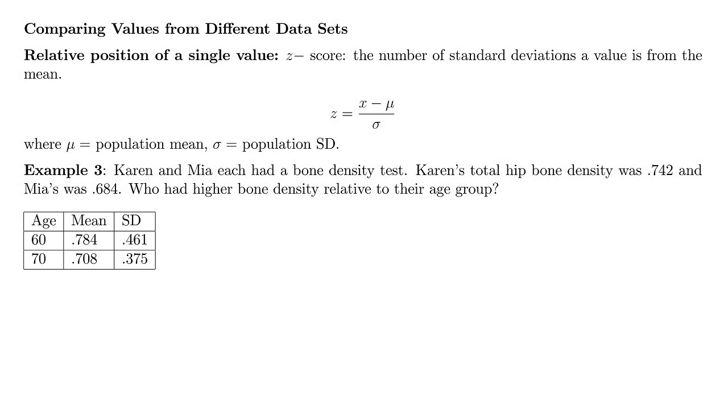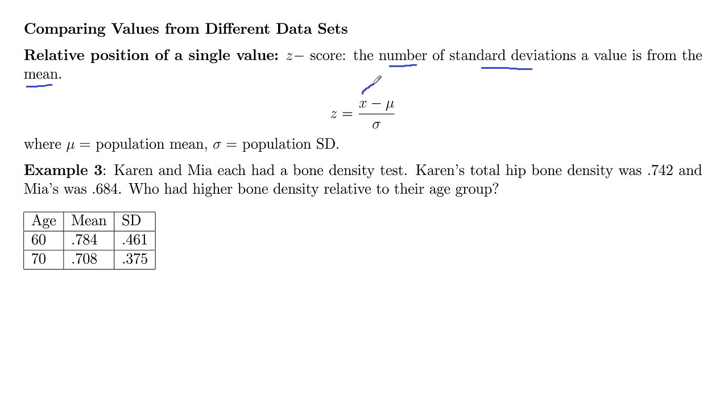Using standard deviation, we can form something called a z-score to help us compare values from different data sets or different distributions. So we'll measure the relative position of a single value by the z-score. And the z-score is just the number of standard deviations that a value is from the mean. So it's in relation to the mean.